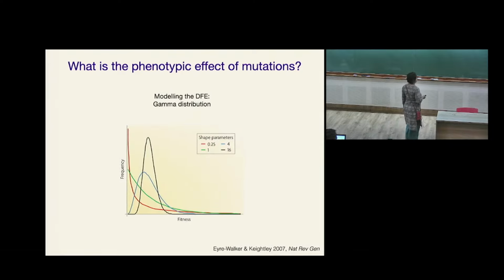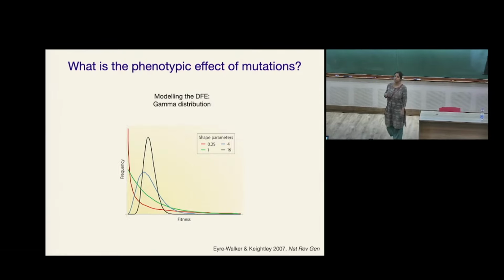So what do we know about DFEs? What is the phenotypic effect of mutations? People have tried to model the DFE using many different kinds of distributions. The gamma distribution has been used a lot. And this distribution is kind of nice and useful because with a few tweaks to the parameters that define its shape, you can get distributions that look very, very different, right?